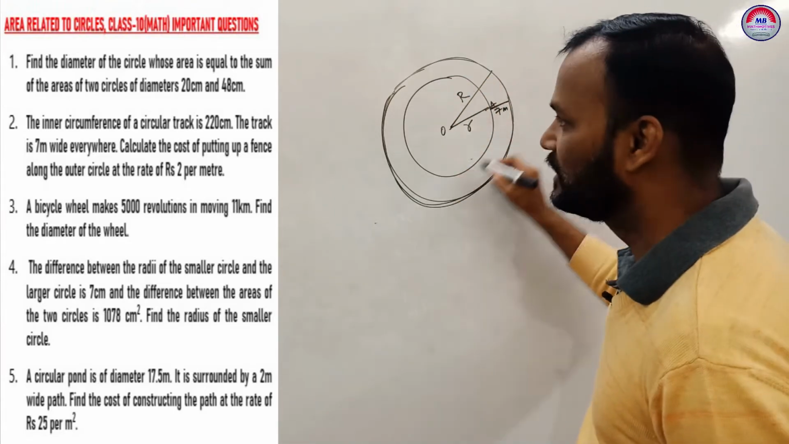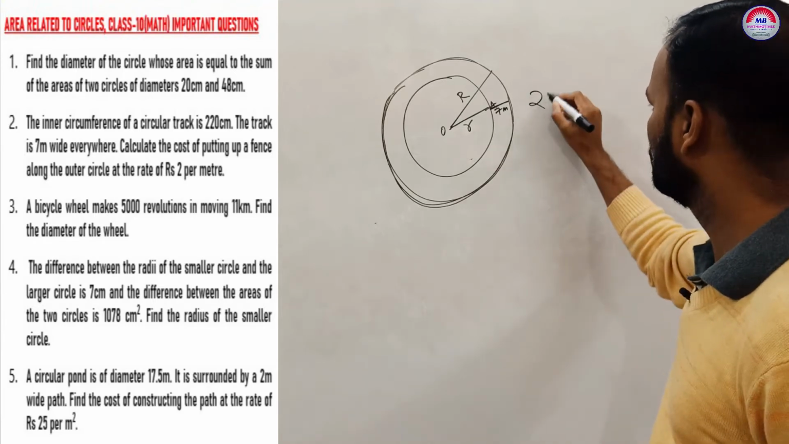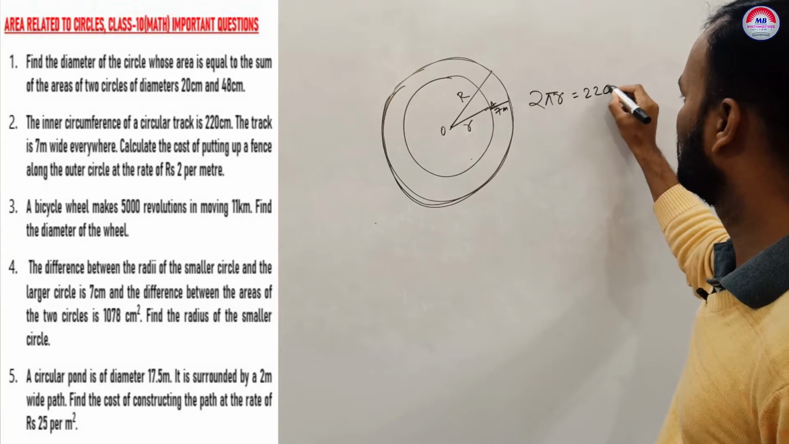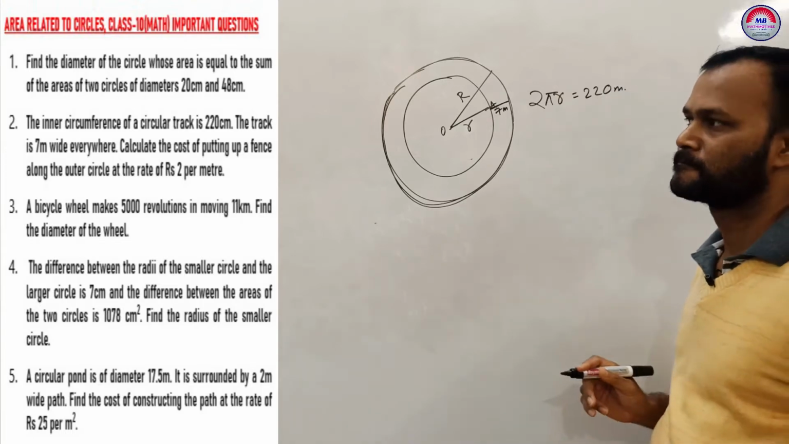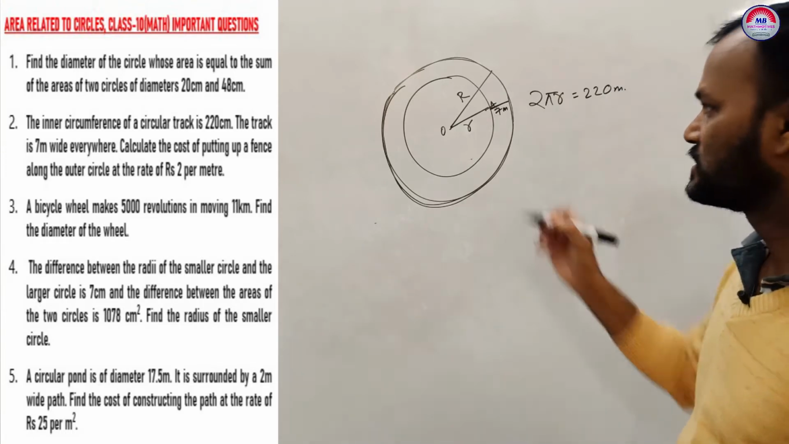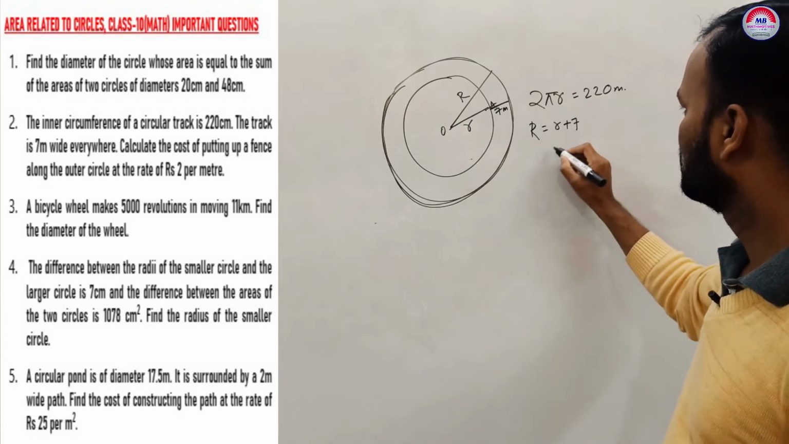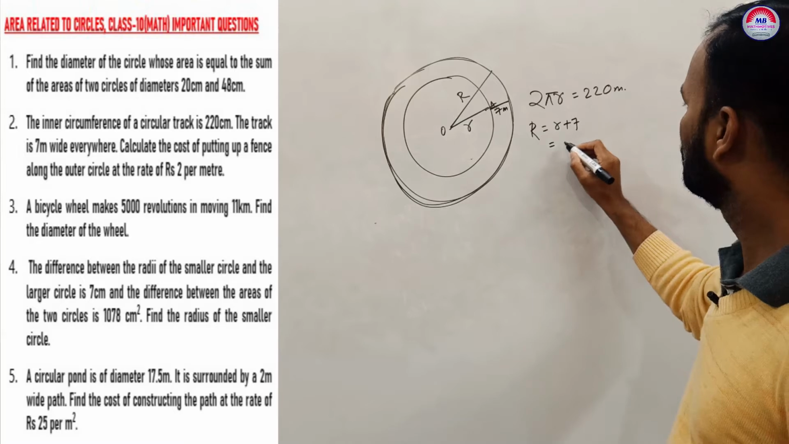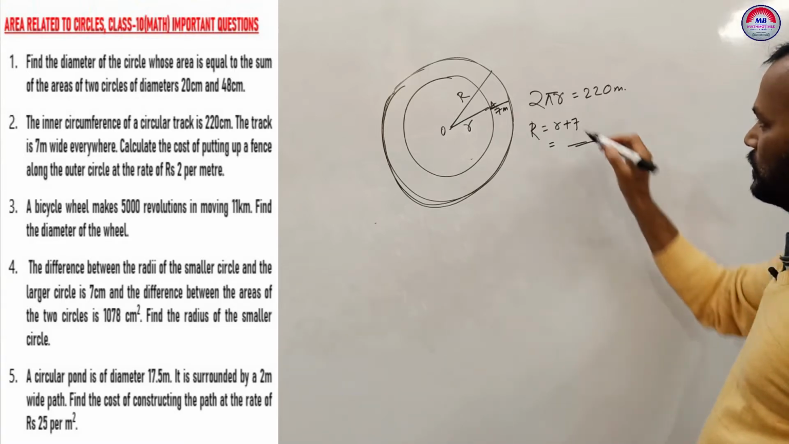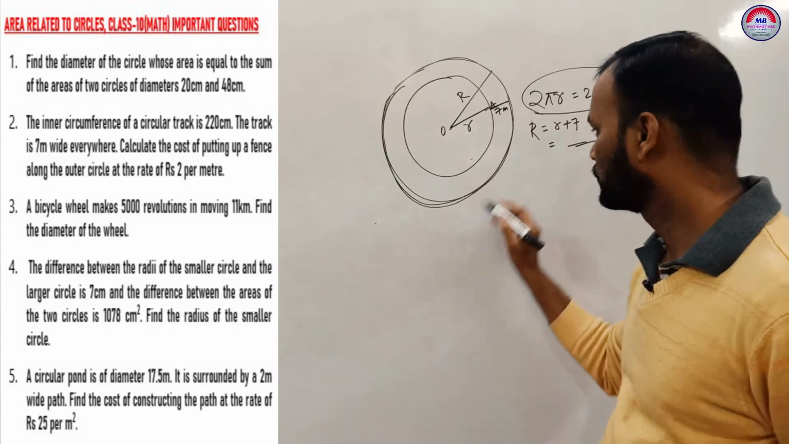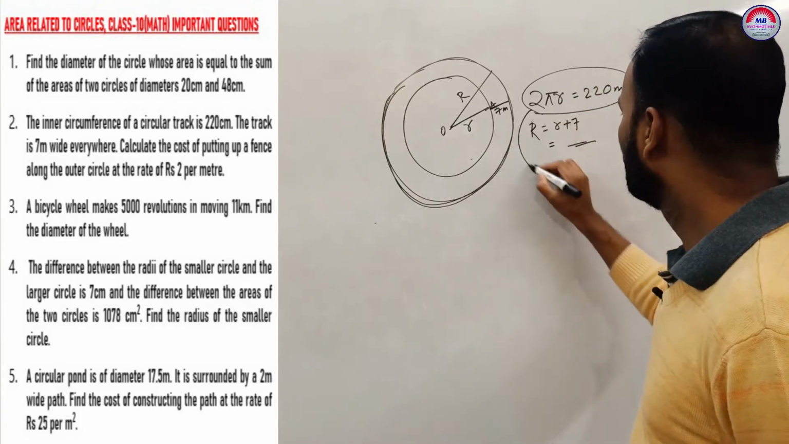Here the inner circumference is given. Inner circumference is 2 pi r, and 2 pi r is given as 220 meter. Clear? And the track is 7 meter wide. So capital R is equal to r plus 7, and we have to find this one. From this we have to find the value of r. 2 pi r is equal to 220.